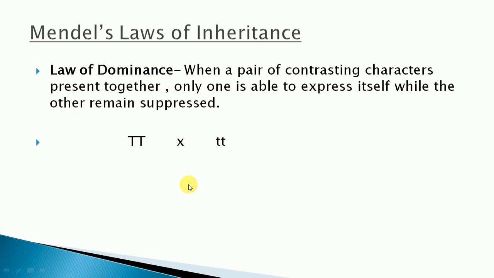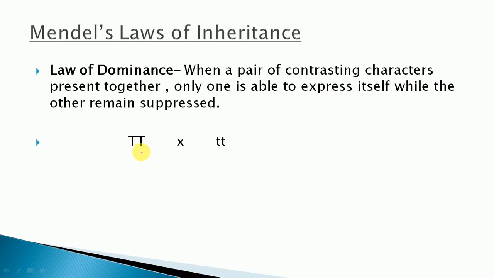So in this part we will study about Mendel's laws of inheritance. Mendel gave us three laws, according to which the first law is the law of dominance. Now what does this law of dominance state? The law of dominance states that when a pair of contrasting characters is present together, only one is able to express itself while the other remains suppressed. Now how can you understand this? Let us take an example.